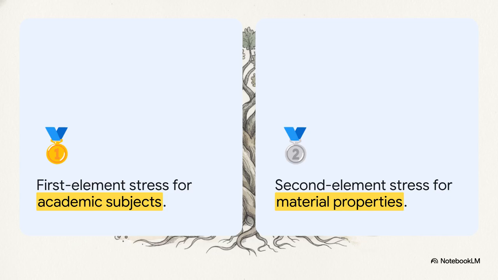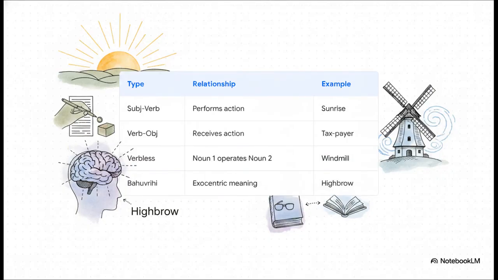If you pronounce greenhouse with second element stress, suddenly you just mean a normal house that someone painted green. Literally, phonology dictates semantics here. It's a real game changer. Now, structurally speaking, noun compounds are categorized by the underlying relationship between their parts. You have subject and verb relationships, like sunrise, because the sun rises. Verb and object, like taxpayer. You've got verbless compounds where one noun operates another, like a windmill.